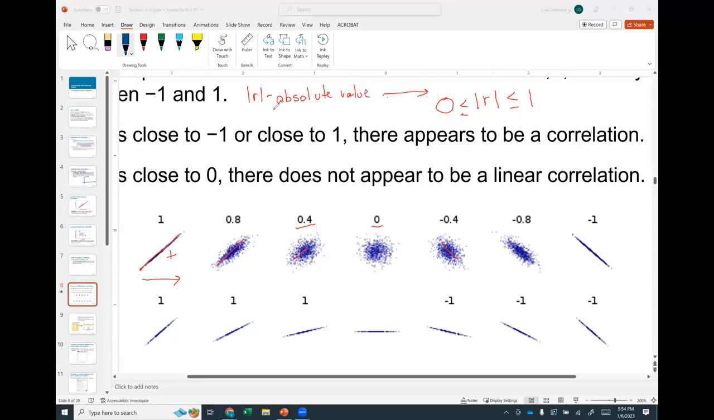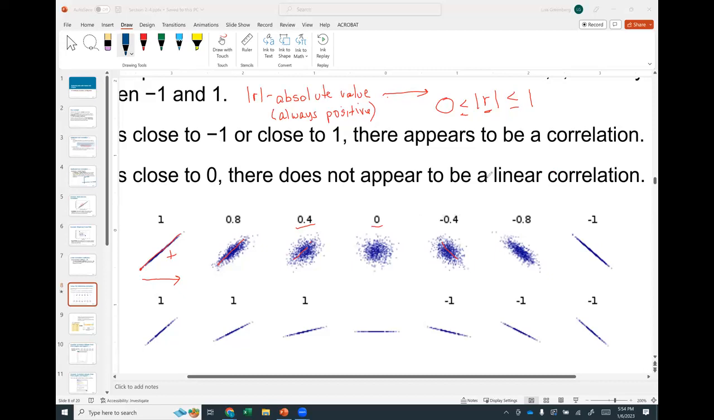And it actually means distance, but it's just always positive. That's a good way to think about it. So even if my R is negative, I put the absolute value around it and say, okay, let's make it positive. It's going to be somewhere between 0 and 1. That's basically what that means.